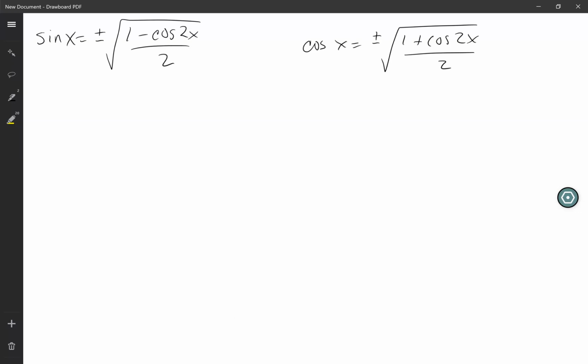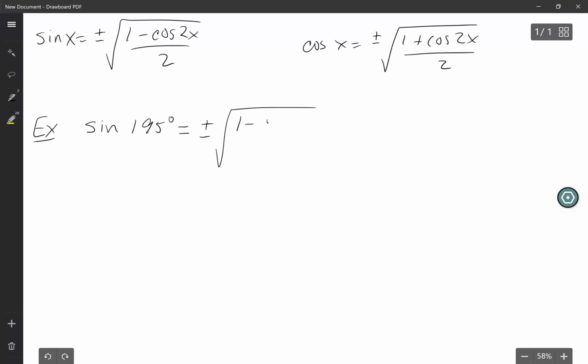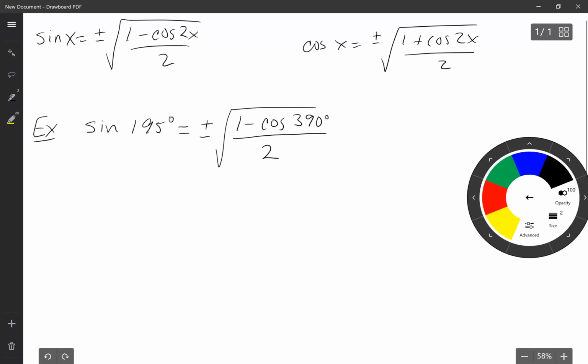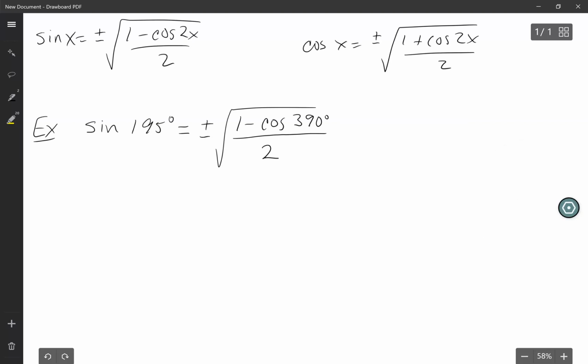So let's say you wanted to do sine of 195 degrees, and I want to use the half angle formula to do this. I would use plus or minus square root of 1 minus cosine of 2 times 195, which is 390, all over 2. Now I have to make a decision on which quadrant that 195 is in so that I know whether I'm using plus or minus.